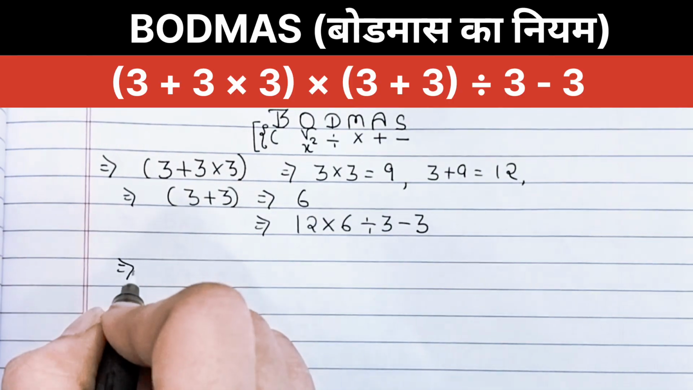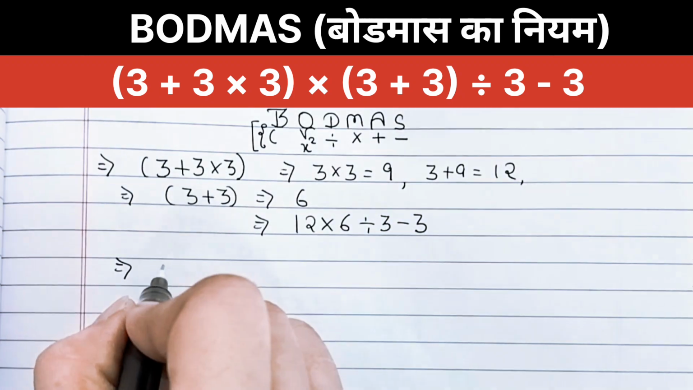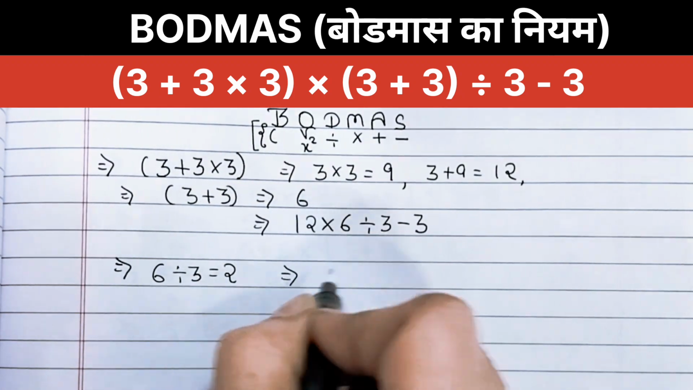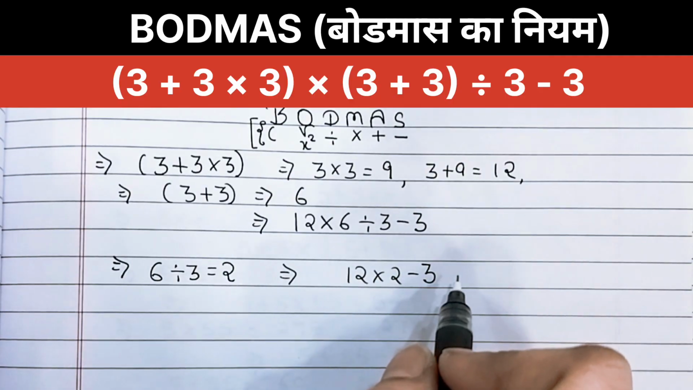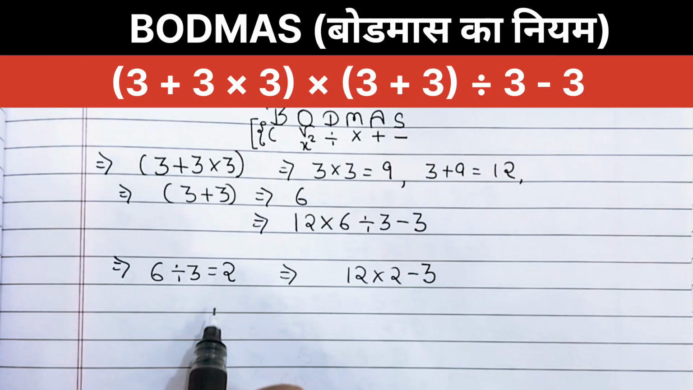So now the second step, perform division. Next we look for the division operation. 6 divided by 3 is equal to 2, and now the expression becomes 12 multiplied by 2 minus 3. According to this step 2, BODMAS says division and multiplication are generally performed before addition and subtraction.